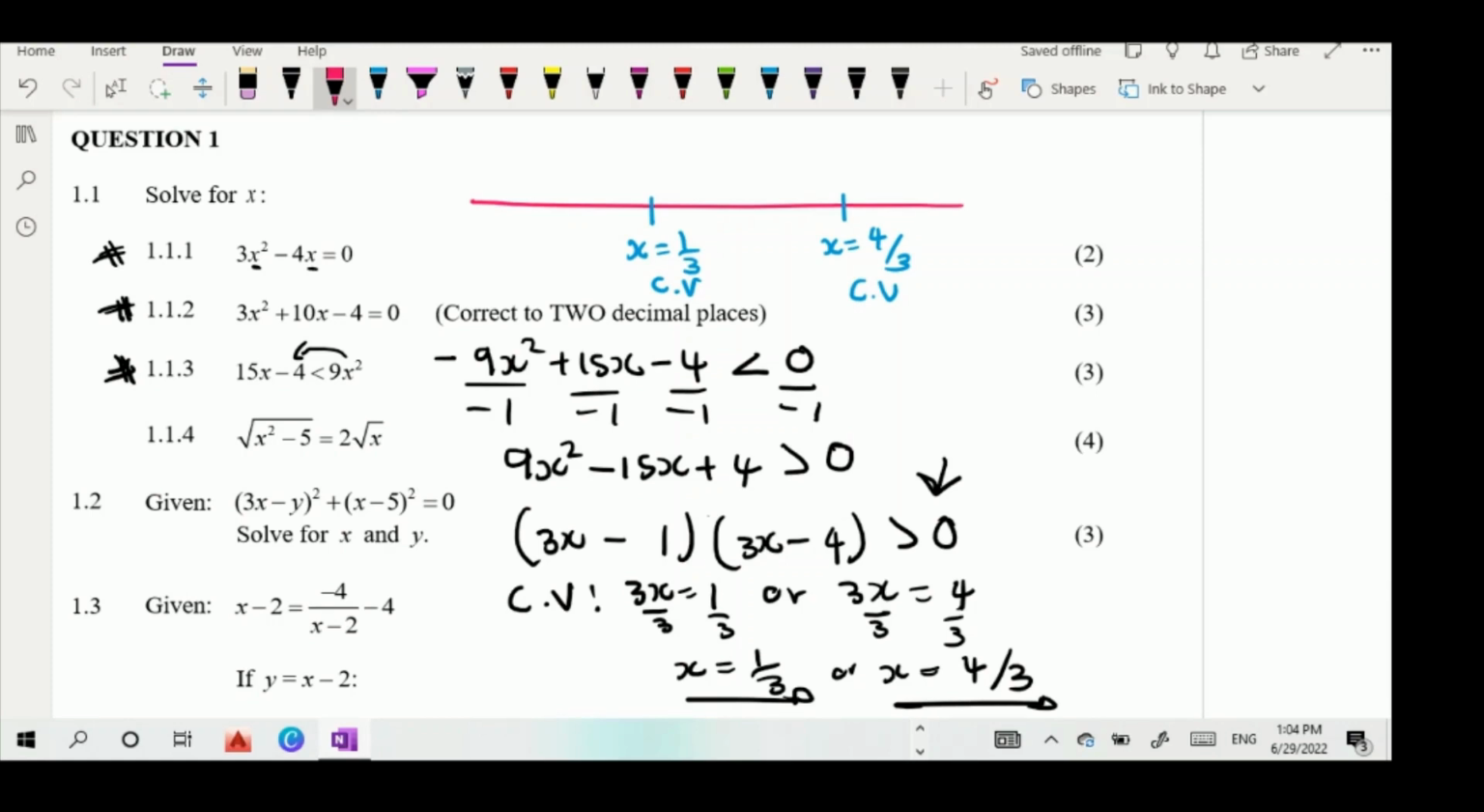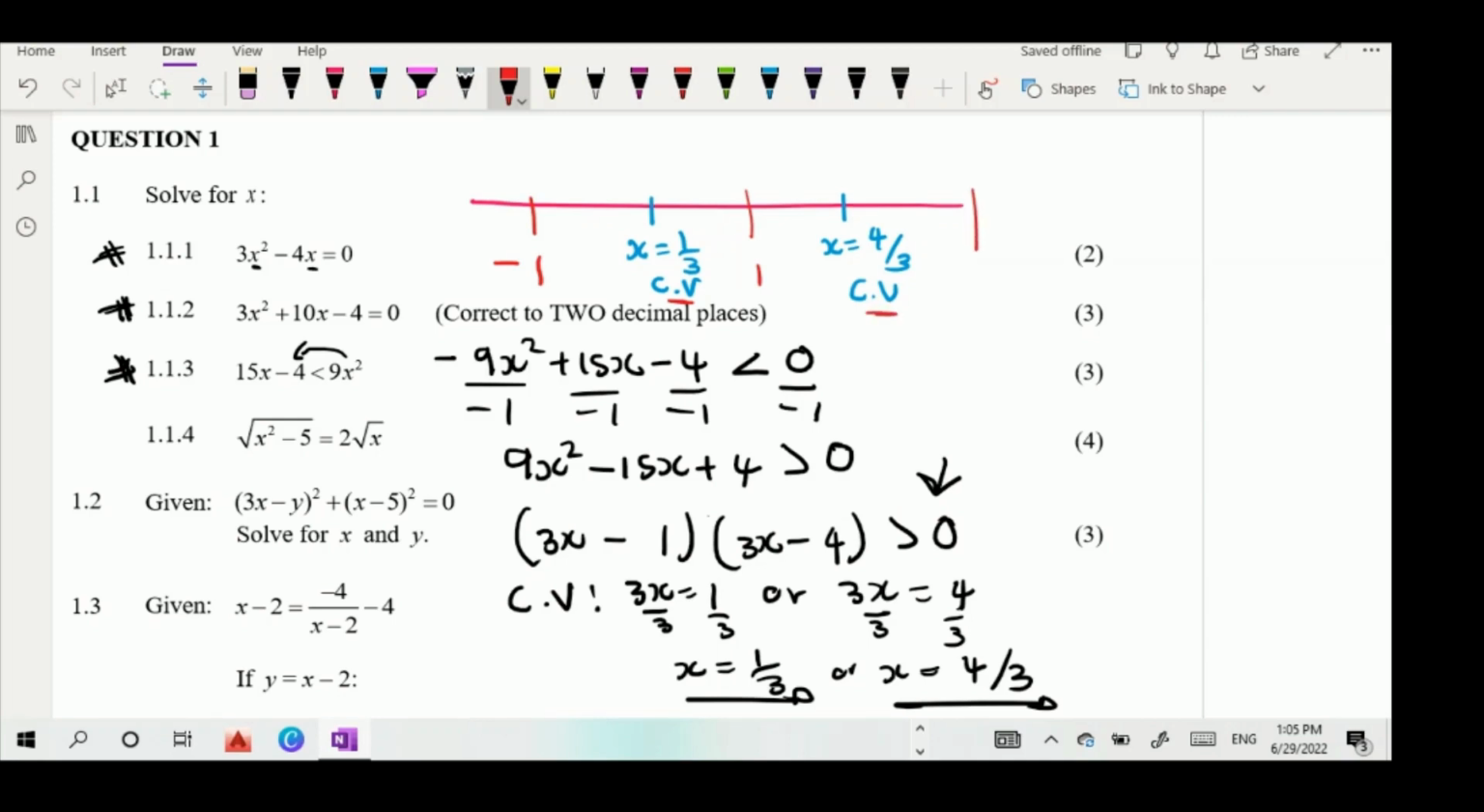So for us to write the solutions of x, we need to go to this number line and test our number line. So what we can do is this. We're going to test values that are less than 1 over 3, this critical value here, because 1 over 3 is 0.3333. So you can test -1, for example, and then you test a value that is in between 1 over 3 and 4 over 3. You can say 1, because 1 is less than 4 over 3, your critical value.